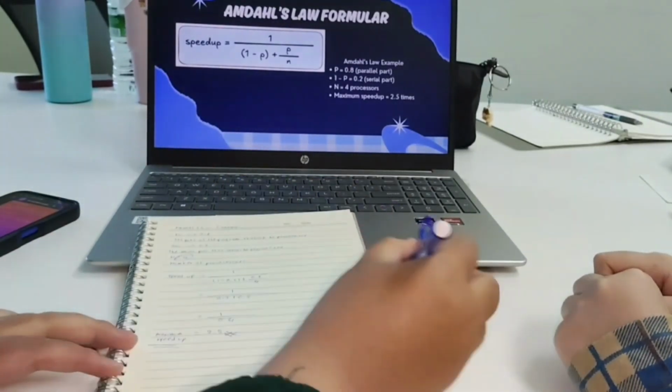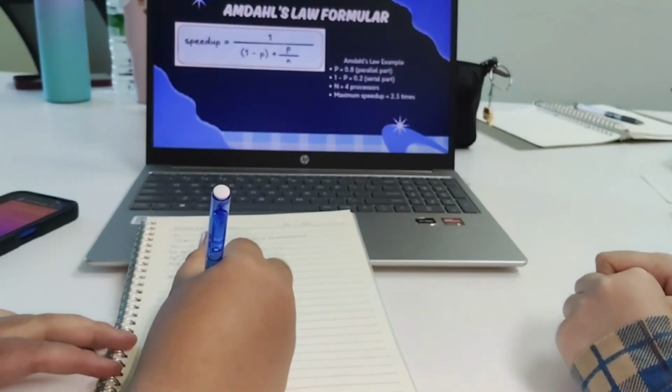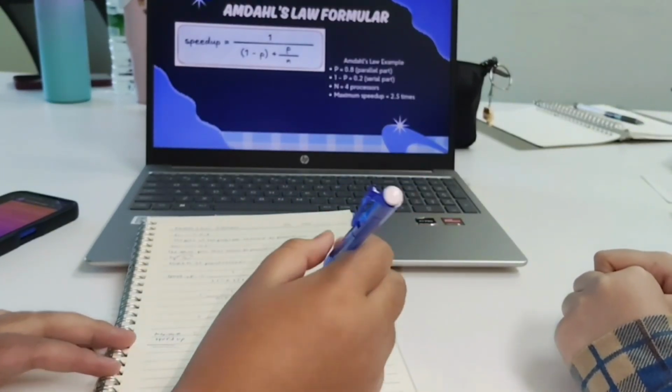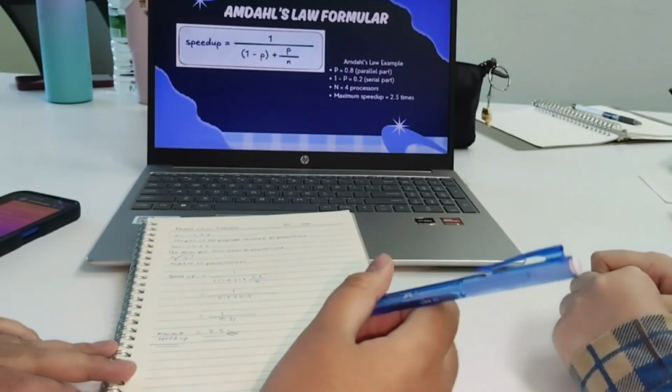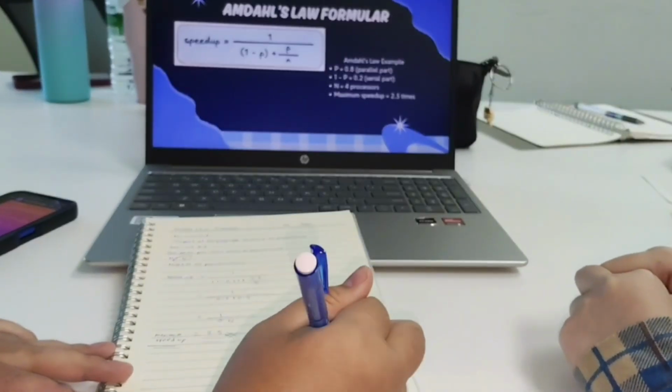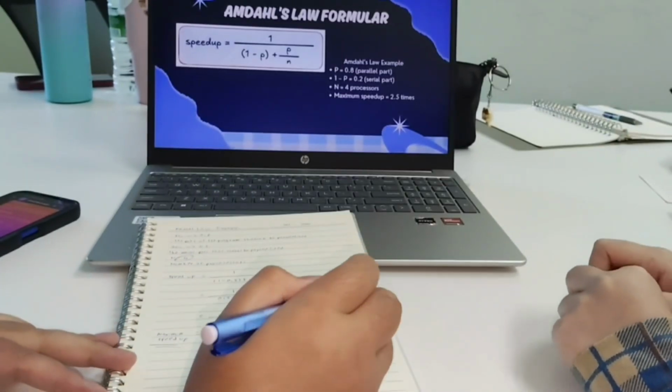Even with 4 processors, the maximum speedup is only 2.5 times, because the serial part still limits performance. This shows that optimizing the serial section is very important. Okay, do you understand? Yes, I understand perfectly.